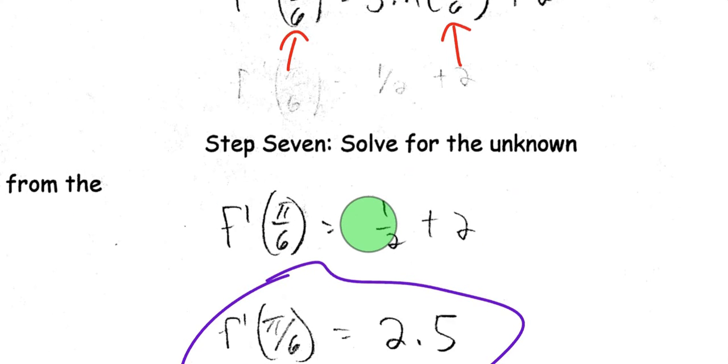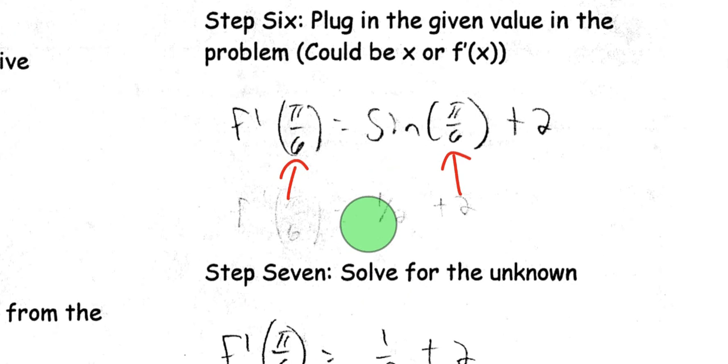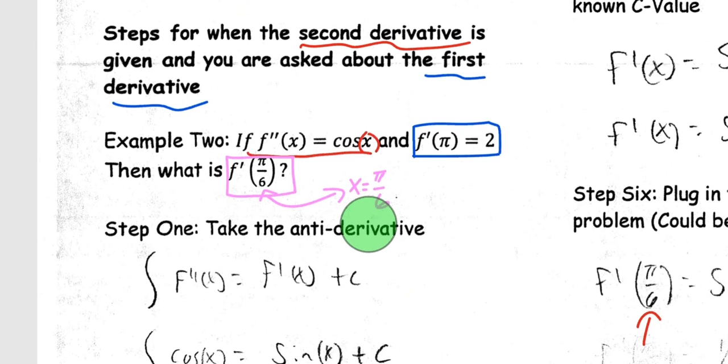So initial value problem, same going from second derivative to the first derivative as it is going from the first to the original.